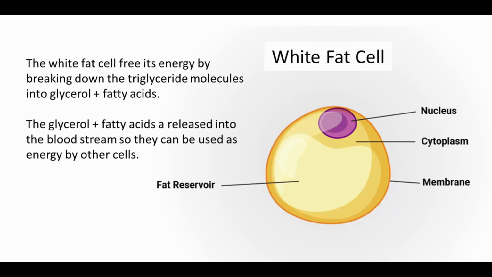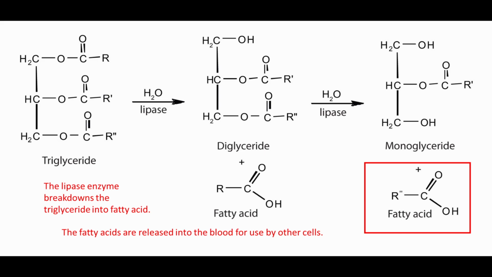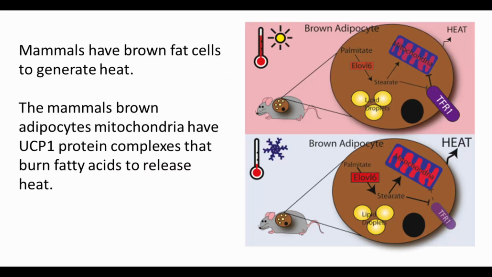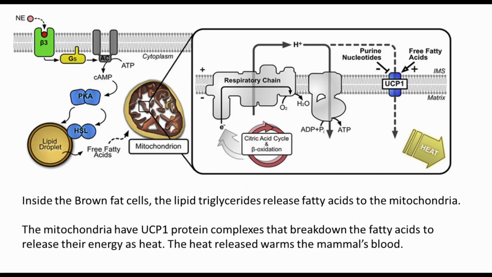White fat cells can return the energy they have stored as triglycerides back to the body by breaking down the triglycerides back into their component glycerol and fatty acid molecules and releasing these simpler molecules back into the bloodstream, where they can be absorbed by other body cells in need of energy. Brown fat cells cannot return their store of triglycerides back to the bloodstream. Brown fat cells burn their triglycerides in their many mitochondria to generate heat.